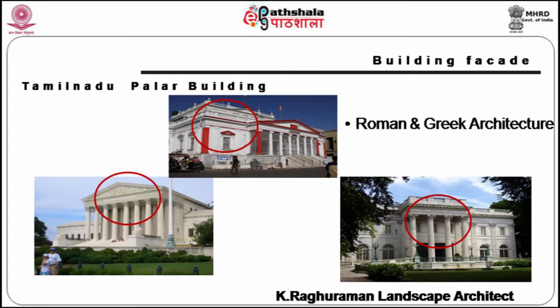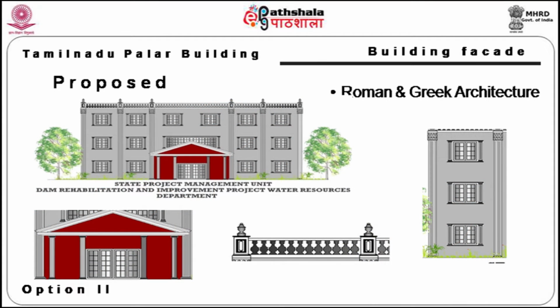Again for the same building, we are talking about Roman and Greek architecture. How will it look when we do Roman and Greek architecture? These red circles show the elements that are going to be used in the building elevation. You can see how the elements are used, how the elevation is getting changed to the new one.